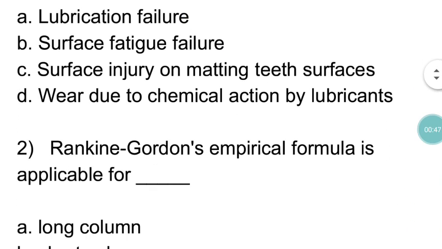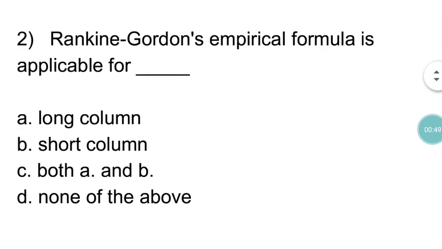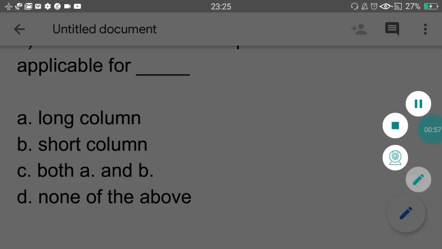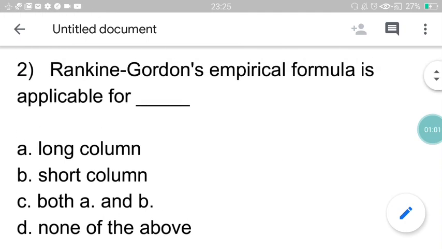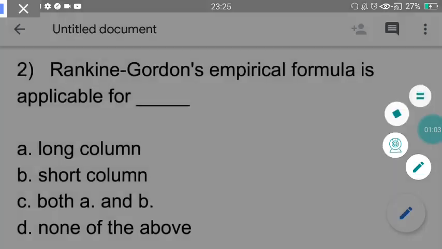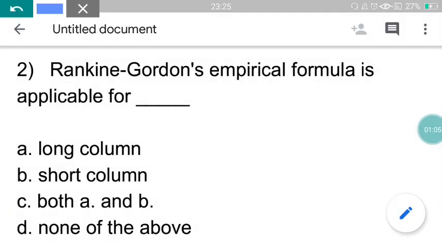Coming to the next question, question number 2. Rankine-Gordon's empirical formula is applicable for option A, long column, option B, short column, or option C, both A and B. Rankine-Gordon's empirical formula is applicable for both A and B. So it is applicable for long columns also and short columns also. The correct answer for this question is option C.